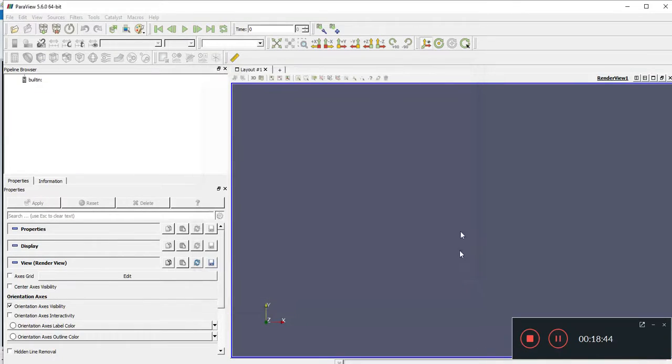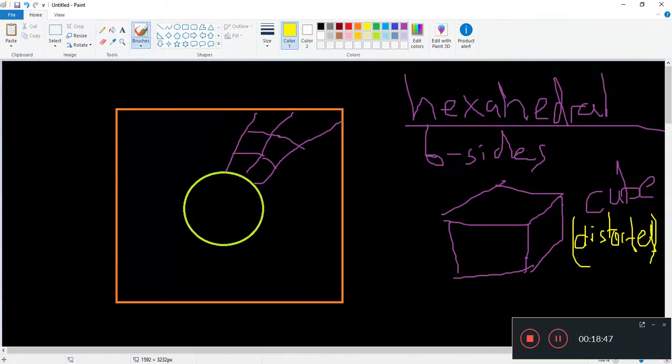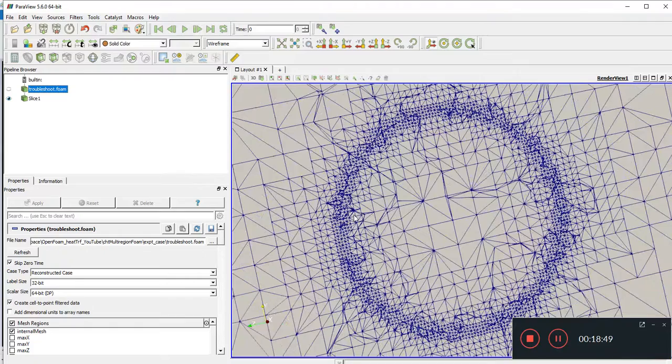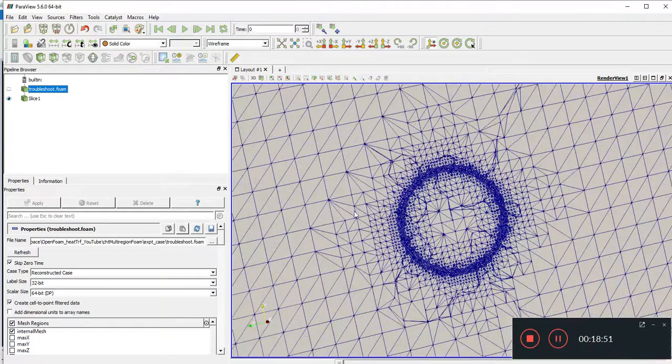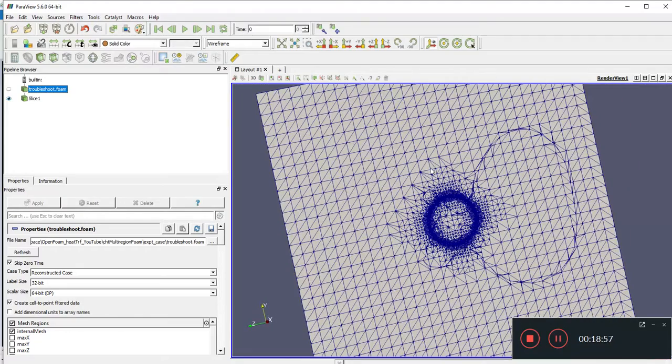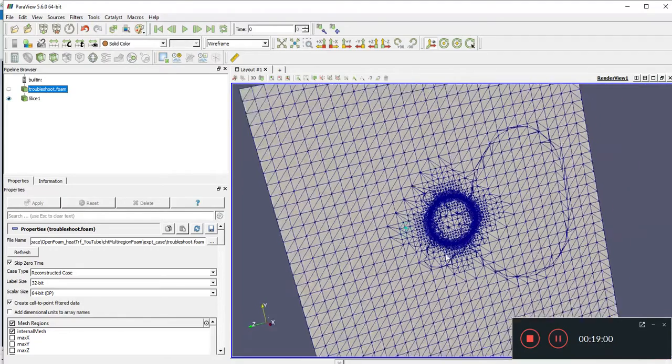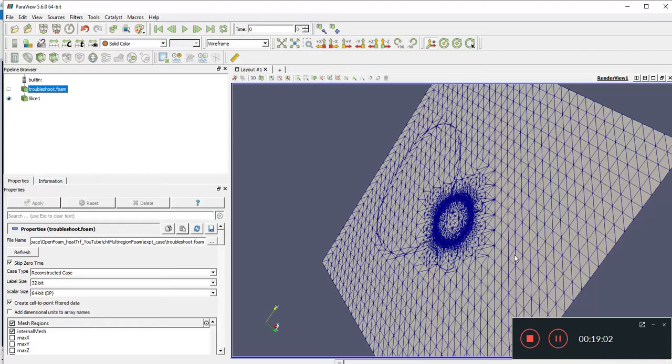Okay, I open two ParaViews. So this is the slice view of those hexahedrons, and if we have a 2D cut through everything, this is what the finite volumes will look like. That's why we use things like blockMesh and everything to generate the mesh.